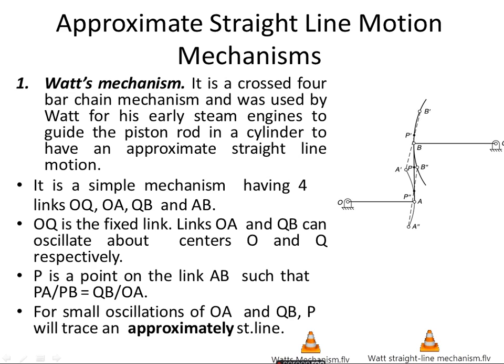Watt's mechanism was already studied in the earlier inversions. I had shown you Watt's mechanism. It is nothing but a crossed 4-bar chain mechanism. In that 4-bar mechanism, it was used by Watt for his early steam engines to guide the piston rod in a cylinder to have an approximate straight line motion. So you can see the figure. The figure is clear there. Can you see the figure?